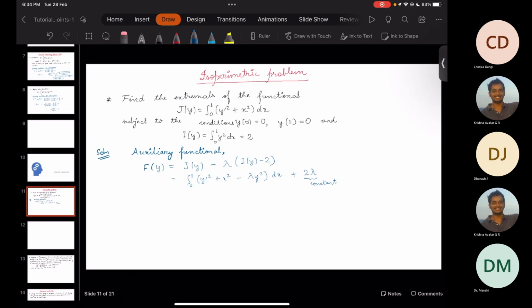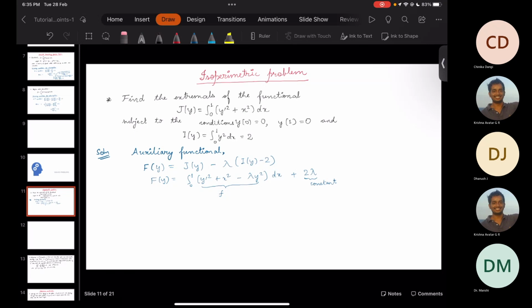So this is going to be the integrand of the auxiliary functional F. And since 2 lambda is a constant, we can just ignore this particular term during our extremization process. So let's just call the integrand f. And this happens to be a function of x, y and y prime, comma lambda as well. But for now, let's just call it f in short.